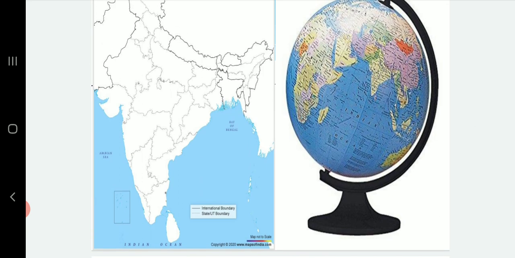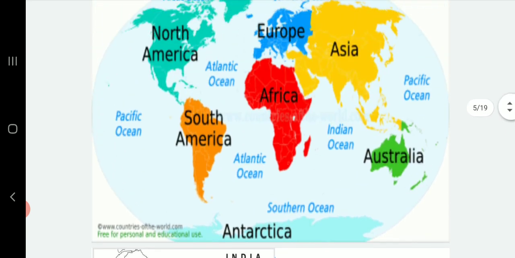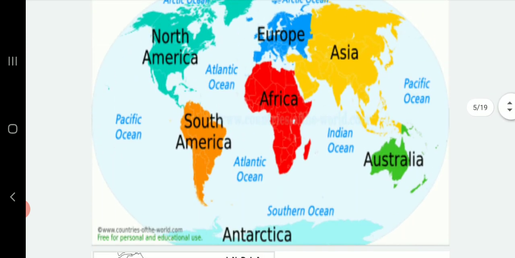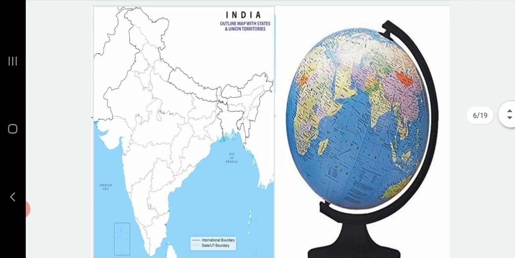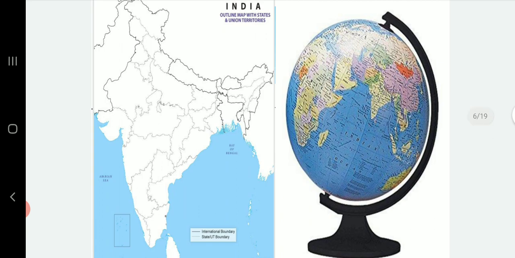Which of these allows you to see the entire area of the earth at the same time? The entire area you can see with the help of the map, okay? But when you see it on a globe, it is impossible to see it all because you can see only one side at a time. So the map helps you to see the entire area of the earth at the same time, okay?